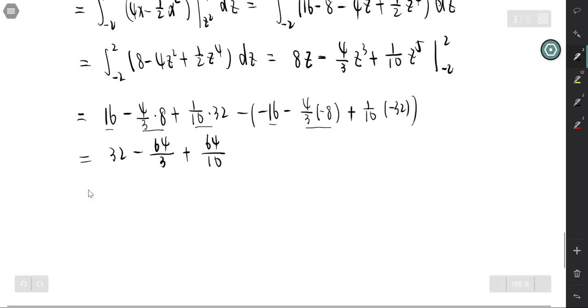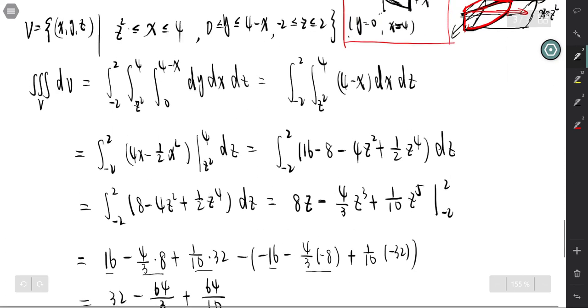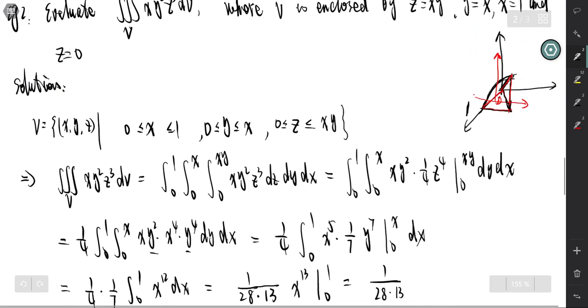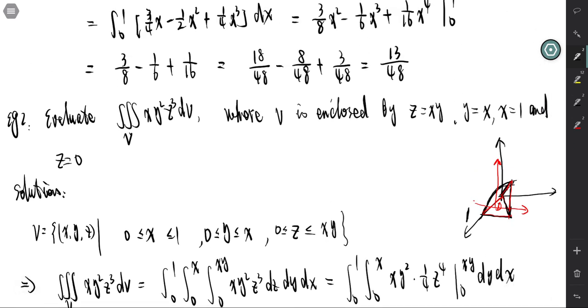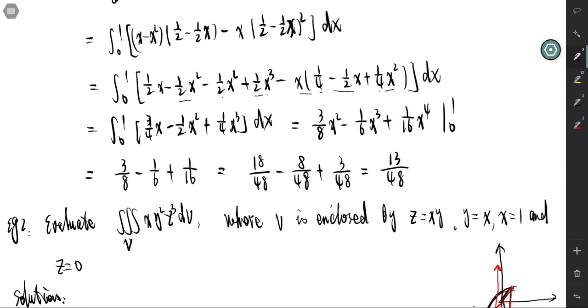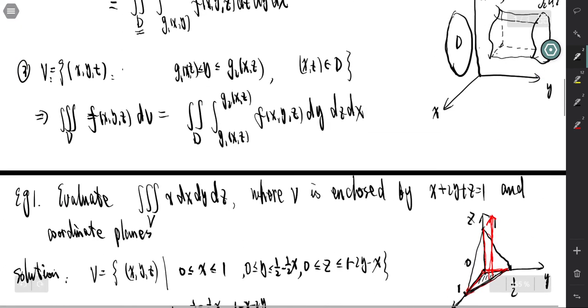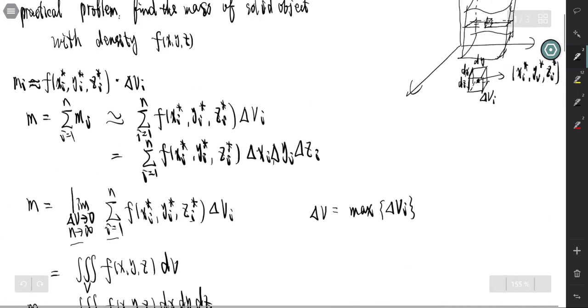I don't want to write a calculator for the fractions. Okay, that's the triple integral in rectangular coordinates. We can use any order, but we always try to find the best order to integrate the triple integral.